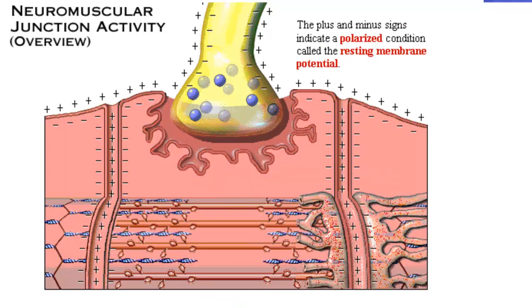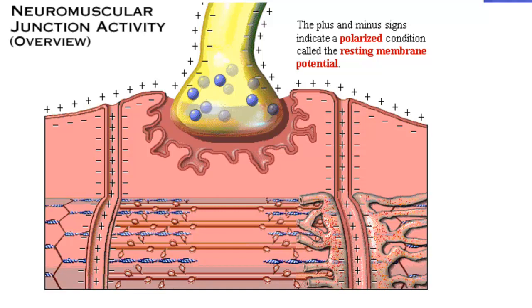The plus and minus signs on the axon terminal, sarcolemma, and T-tubules indicate a polarized condition called the resting membrane potential. Although plus and minus signs are not shown on the motor end plate, it is also polarized.